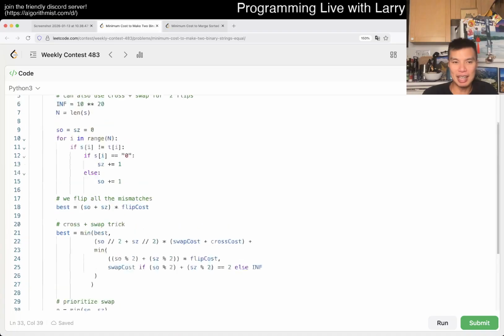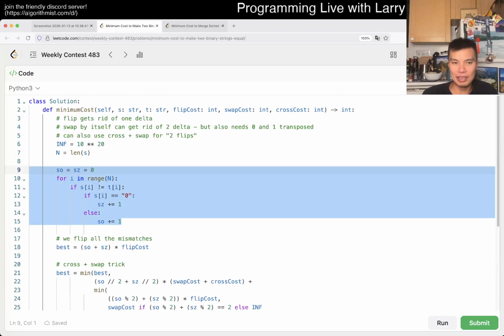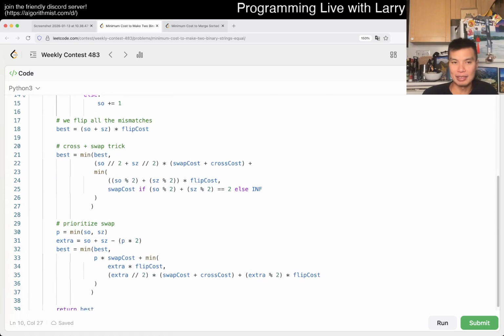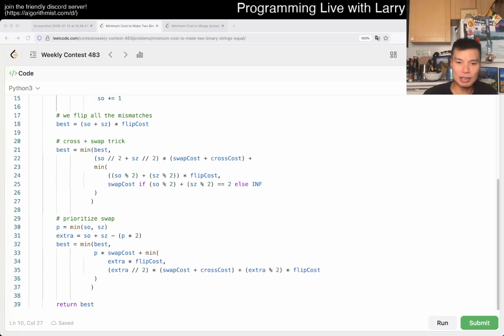Other than this linear loop to count the mismatches, everything is constant. So yeah, that's all I have for this one. Let me know what you think, and you can watch me solve it live in the contest now.